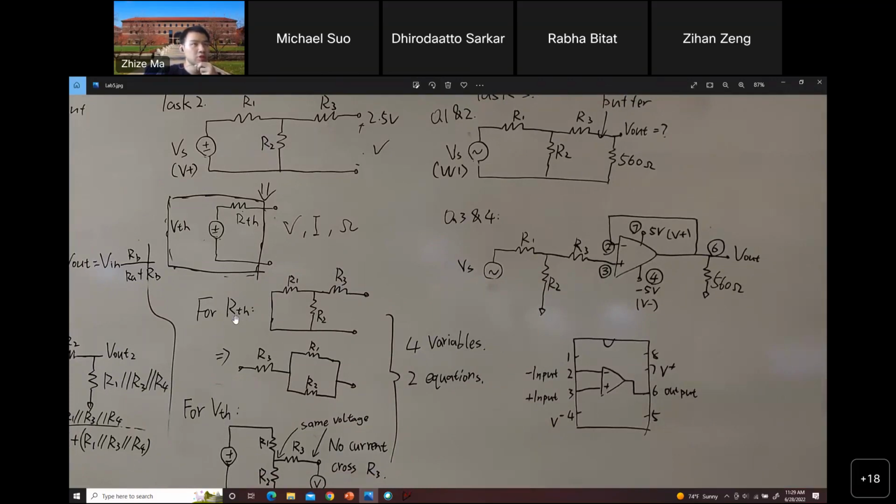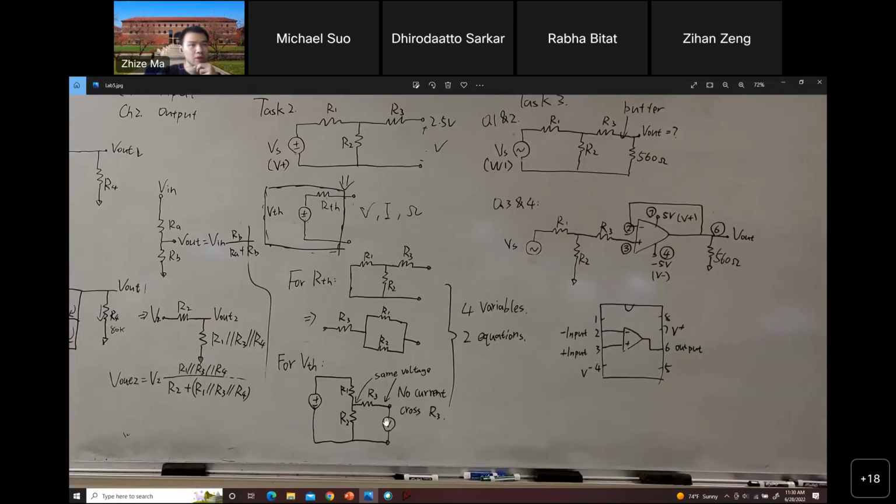So for the RTH, how you can analyze the circuit is something like this. Remember when you have the voltage source, you can treat it as a short circuit. So you short it here, and then this circuit can simplify to something like this. When you draw it again, it can be drawn this way, which is R3 in series with R1 and R2 in parallel. So that's the RTH. This circuit right here should be equal to 1.5 kilo ohm.